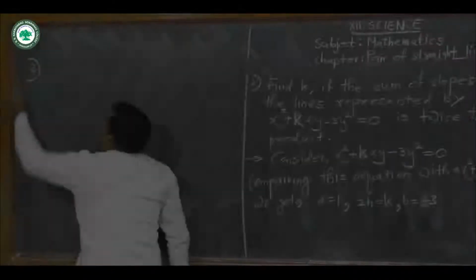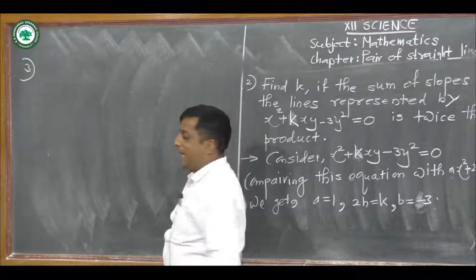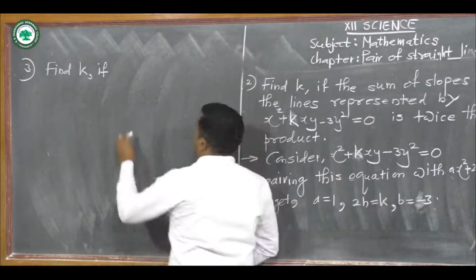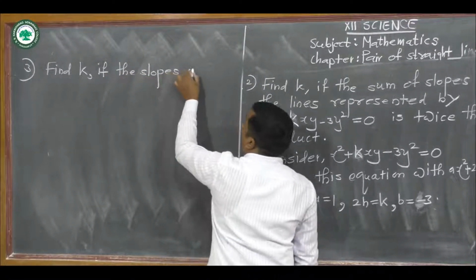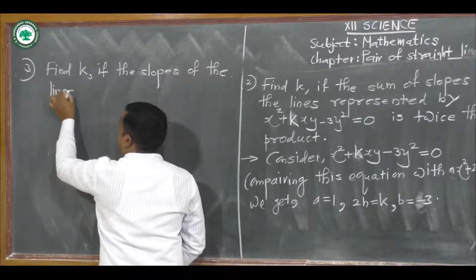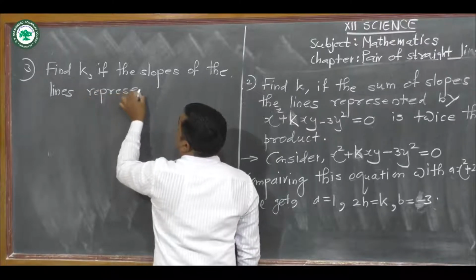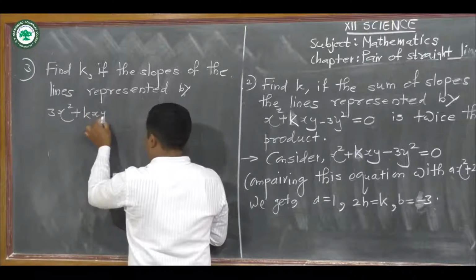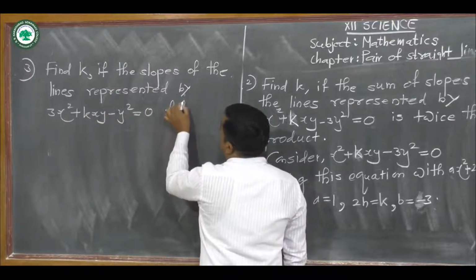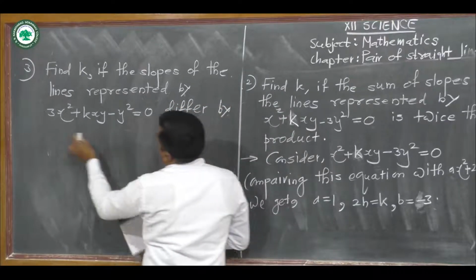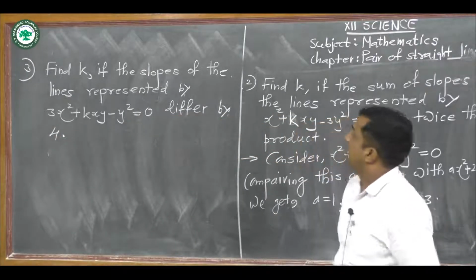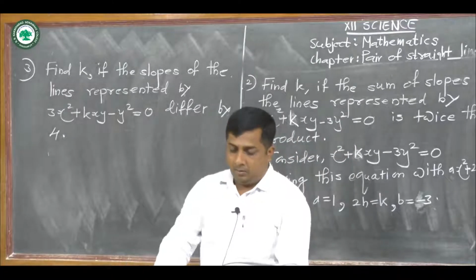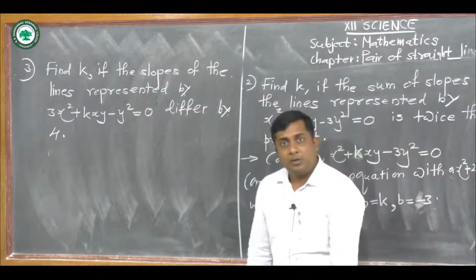Okay, let us consider the third example. Here in the third, find k. Again, in this example we have to find the value of k if the slopes of the lines represented by the equation 3x square plus kxy minus y square is equal to 0 differ by 4. Again, by using the sum and product of the slopes, we have to find the value of k. Here we consider our given equation.